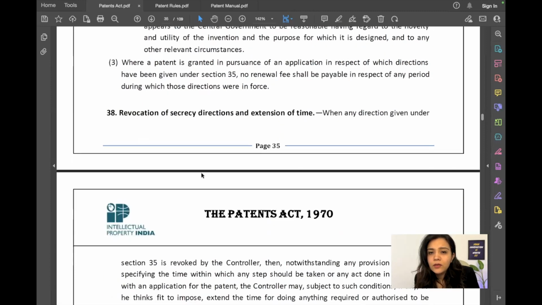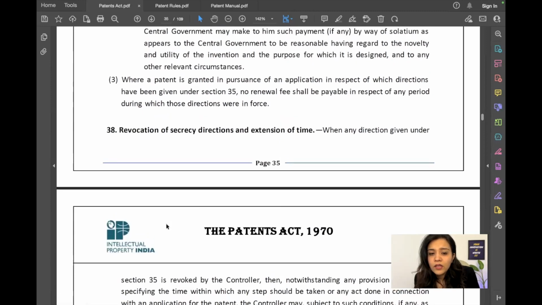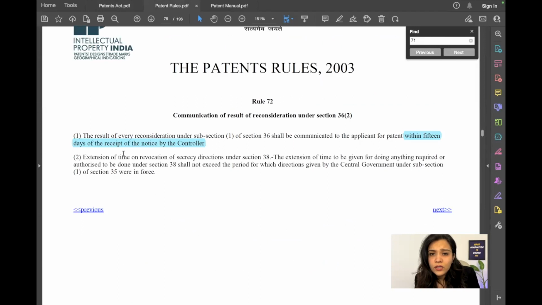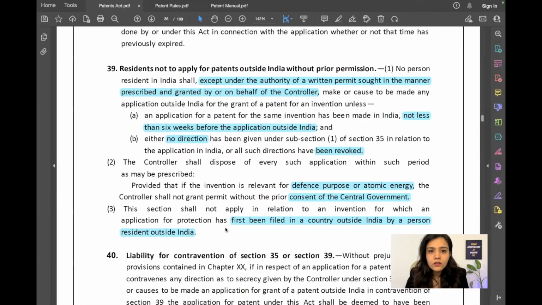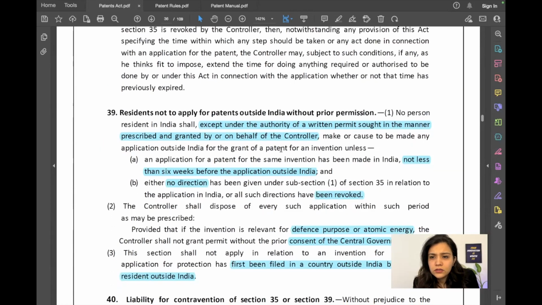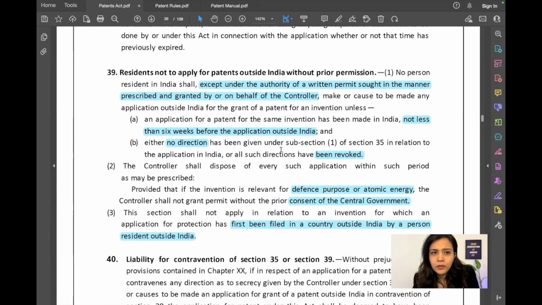So this simply means that you can seek extension of time in case certain things need to be done and were not done because of the secrecy provision. The important rule here is rule 70(2), which says a period of 15 days. Within that period, the note with reconsideration should be communicated to the government. So this was about the secrecy directions, and it is fairly simple to understand that whenever there is a secrecy direction, the patent application for that period would not be published and there would not be any action on your application. This is one of the most important aspects that needs to be remembered.